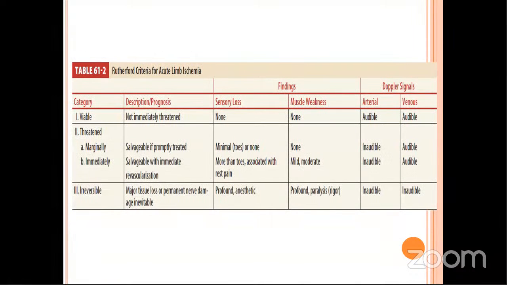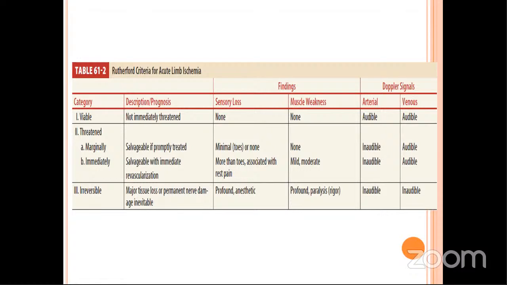So this is the Rutherford criteria for acute limb ischemia to know the severity of arterial occlusion. If in Doppler both arterial and venous signals are audible, and there is no sensory loss or muscle weakness, it is considered category 1 or viable. There is no immediate threat. Whereas if the arterial signal is inaudible and the venous signal is audible, it comes under category 2 or threatened viability. There, if sensory loss is minimal or none and there is no muscle weakness, then the limb is salvageable if promptly treated. That is considered 2A, that is, marginally threatened.